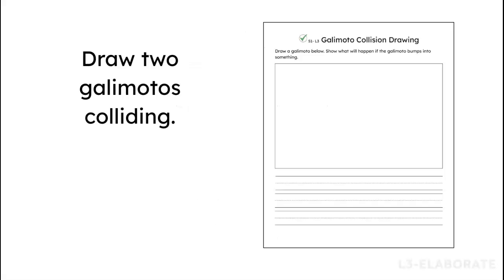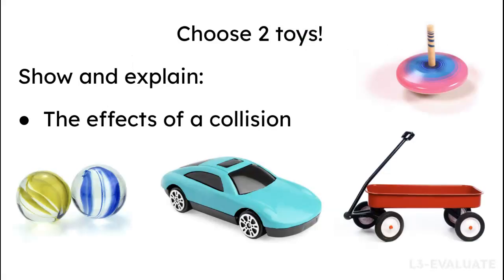For the Elaborate portion, you'll have students draw a picture of a Galimoto colliding with another Galimoto in the Galimoto Collision Drawing Student Journal page. For the Evaluate portion, you'll ask students to pick 2 toys and demonstrate the effects of a collision. You'll ask them to explain what they are doing and how it affects the motion.